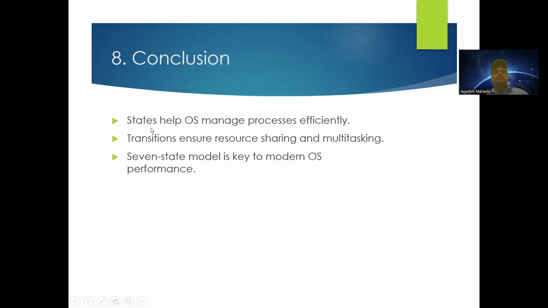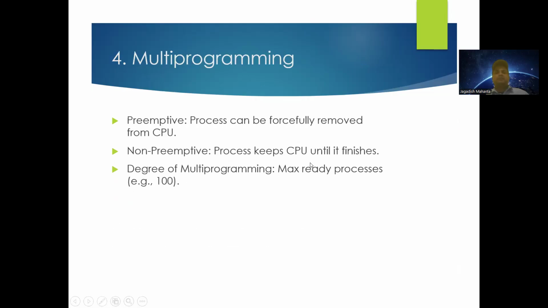Next, conclusion. States help the operating system manage processes efficiently. Transitions enable resource sharing and multitasking. The seven state model is key to operating system performance.